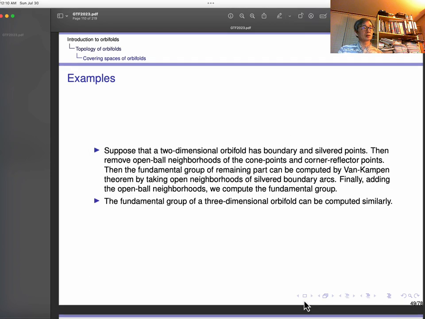So that's the fundamental group of the two-dimensional orbifold. For three-dimensional orbifolds, again you can do it by removing first the zero-dimensional singularity and then the one-dimensional singularity, so you work with only mirror points, and then you add back the one-dimensional singularity, and finally the zero-dimensional singularity. So it works like this.